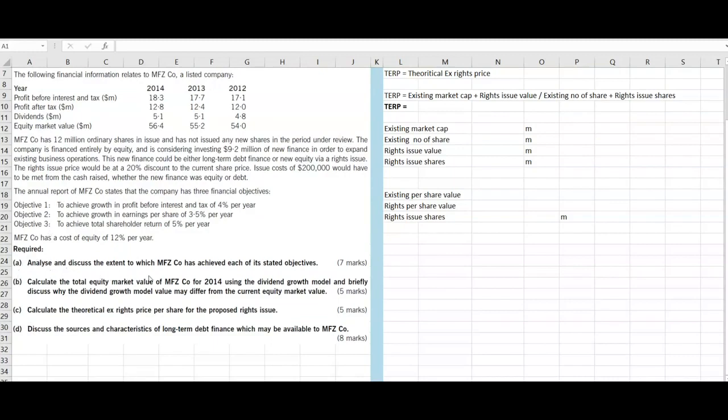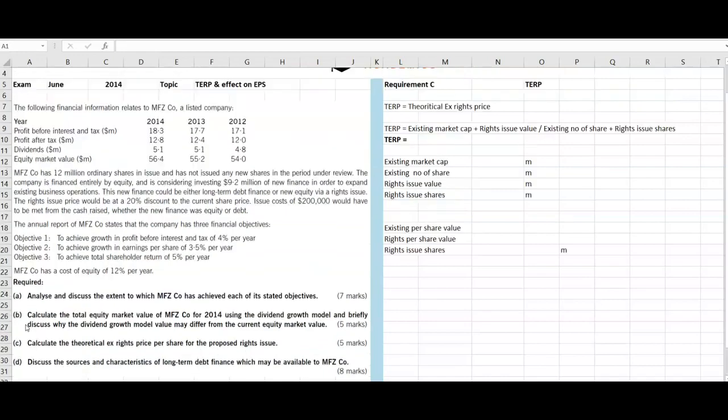Analyze and discuss the extent to which MFZ Co has achieved each of its objectives. The second one is calculate the total equity market value of MFZ Co for 2014 using the dividend growth model, and briefly discuss why the dividend growth model value may differ from the current equity market value. So we have already done this kind of problem. So the C is calculate the TERP price per share for the proposed rights issue, and the last one is a theory question.